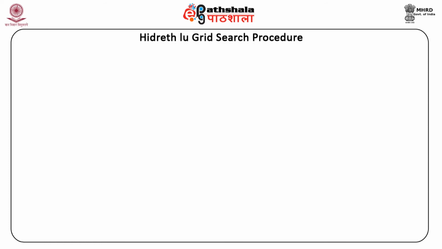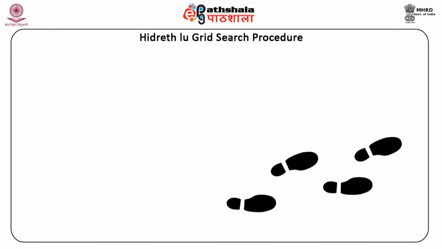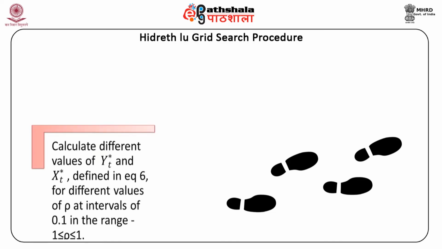This method entails finding the value of rho hat using a grid search procedure. The steps involved in the tests are: Step 1. Calculate different values of yt star and xt star as defined in equation 6 for different values of rho at an interval of 0.1 in the range of rho greater than or equal to -1 to less than or equal to 1.